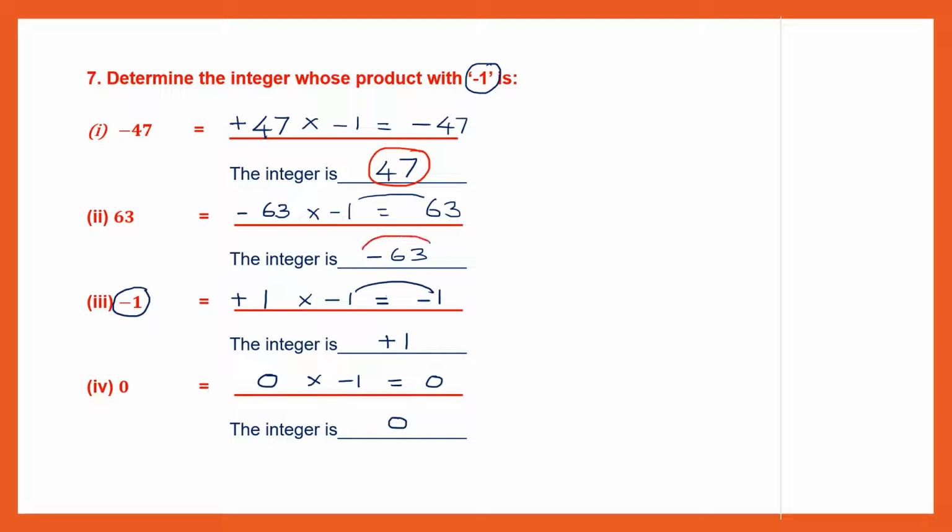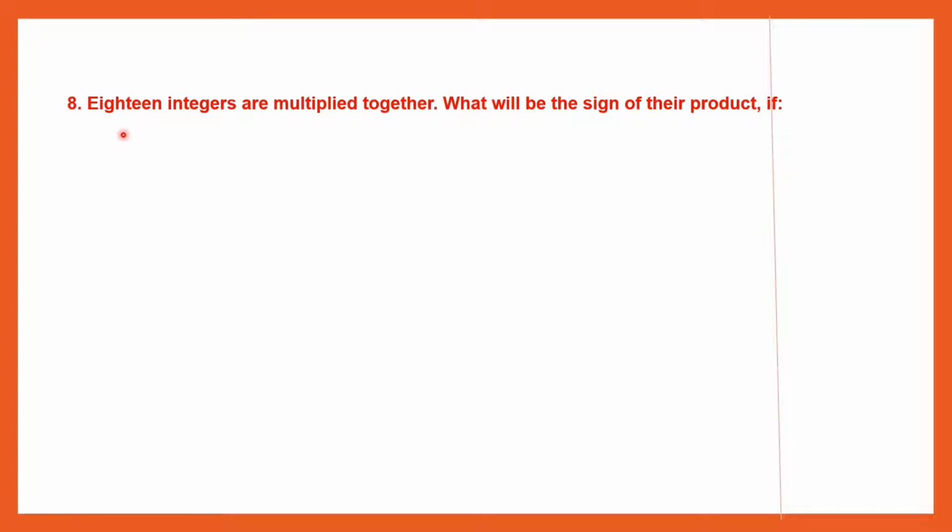Second answer is minus 63. Third one is 1 or plus 1, and the last one is 0. Question 8. 18 integers are multiplied together. So there are 18 integers.